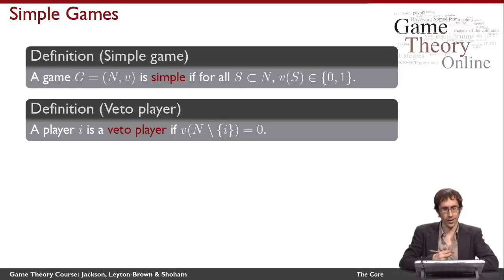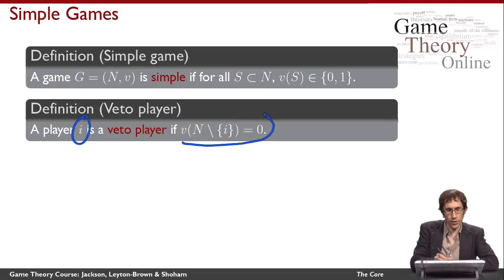My second definition is of a veto player, and I'll say that a player I has a veto if the value of all coalitions that don't involve I is 0. So in other words, the participation of I in a coalition is necessary if the coalition is going to produce any value at all.